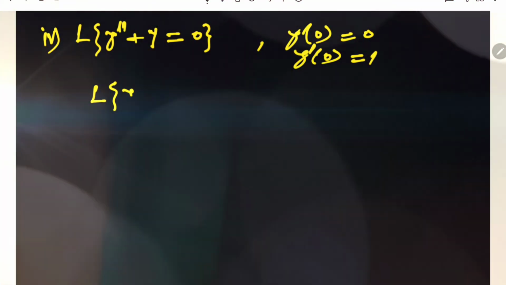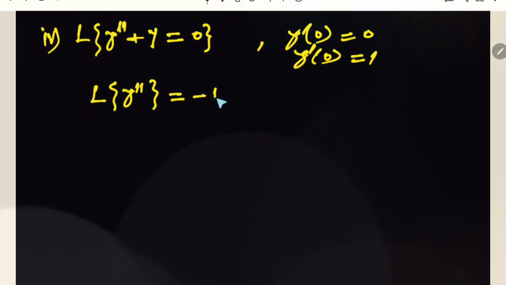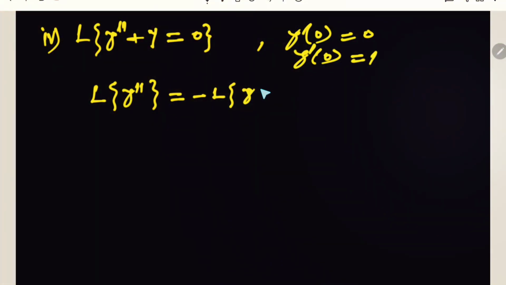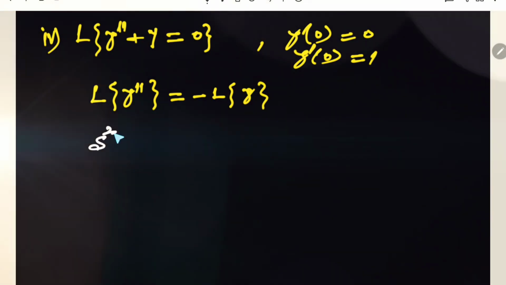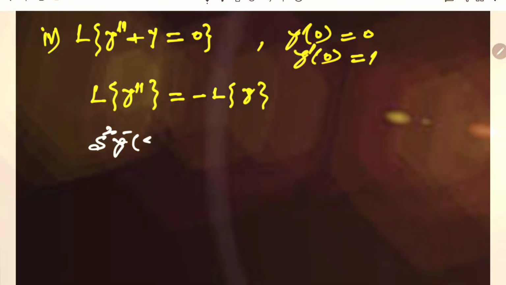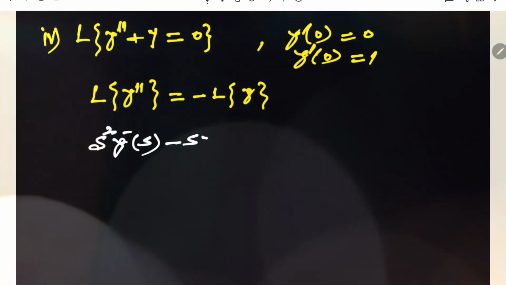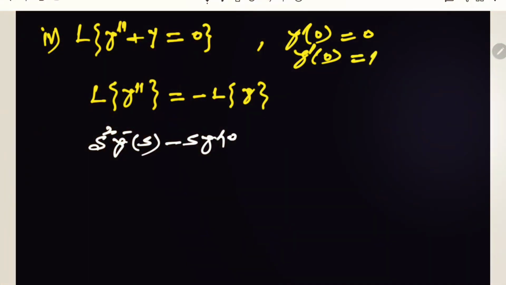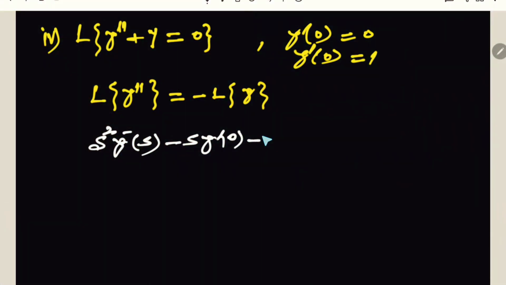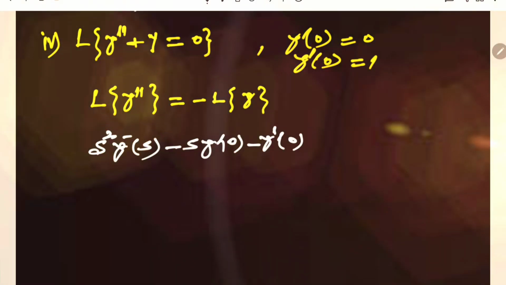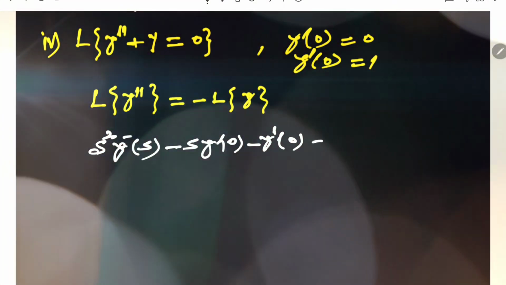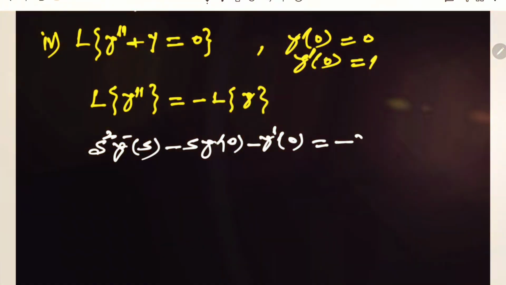Therefore, first step, taking Laplace of y double dash is equal to minus, transferring that y to the other side, we get minus Laplace of y. Laplace of second order derivative is s square y bar of s minus s y of 0 and minus y dash of 0, and is equal to minus Laplace of y, which is y bar of s.